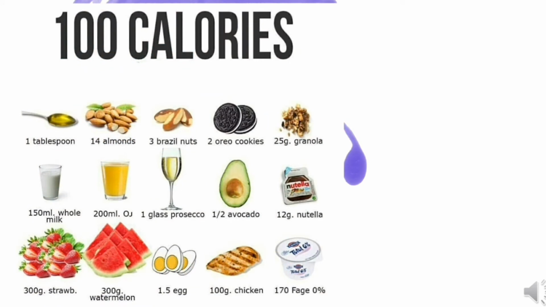Now I'll show you a picture here. All these are equal to 100 calories. One tablespoon of oil is already 100 calories. But instead of that, you can choose to eat 14 almonds, or a glass of orange juice, or 300 grams of watermelon. So you have to choose your food wisely so that you will feel full, you will not feel hungry, but you don't eat too much.